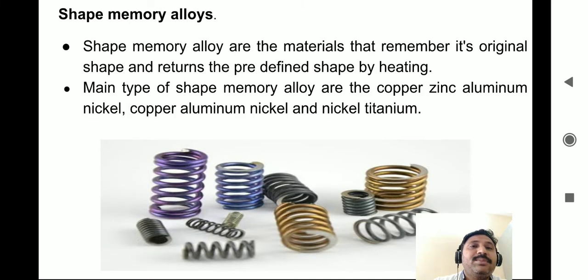First is shape memory alloys. Shape memory alloys are materials that remember their original shapes and return to the predefined shapes by heating. The main types of shape memory alloy are copper-zinc-aluminum, copper-aluminum-nickel, and nickel-titanium, which you can see here. One most important point is given. These are the best examples. Shape memory alloys return to their original position or shape after heating.